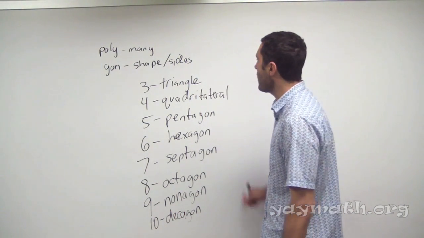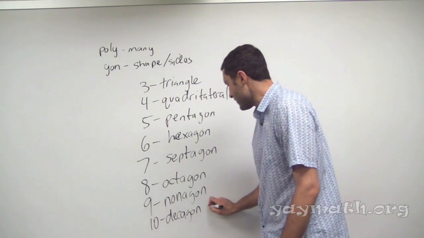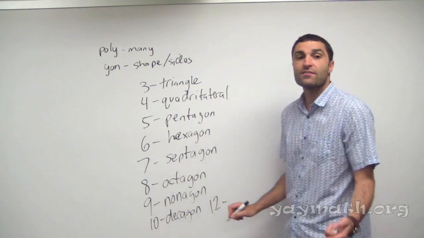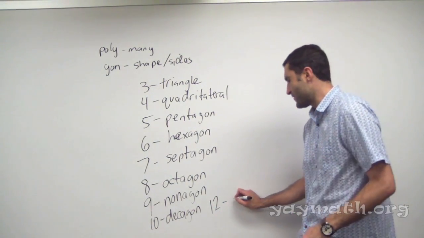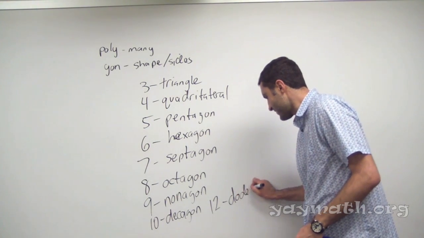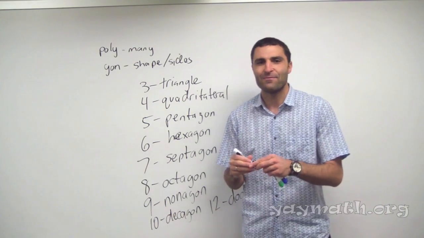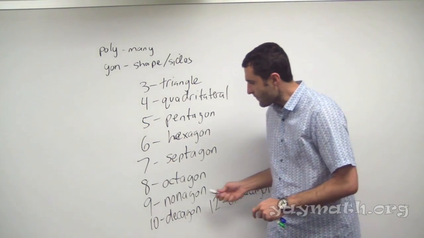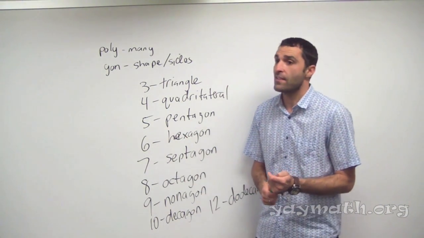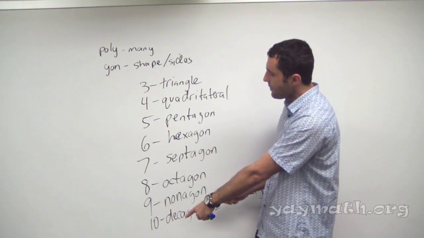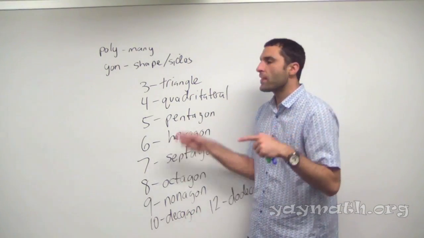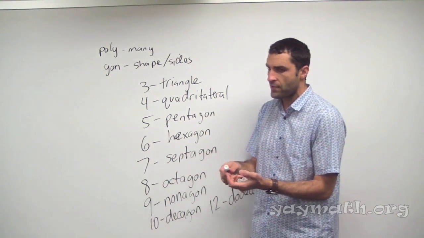And then 12, finally, is a dodecagon. Where do these come from? It's Greek, these are Greek roots. A lot of the math shapes are from Greek. Keep in mind that all of these shapes have a certain characteristic.